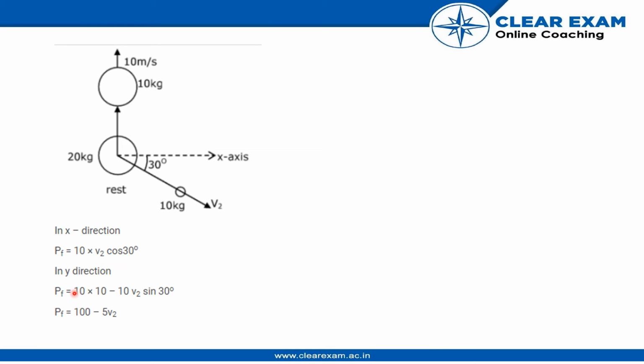In the y direction, the momentum is 10 into 10 for this ball, and the y component of the ball at an arbitrary angle is 10 v2 sine theta, which becomes 100 minus 5 v2. So here this is the momentum in the y direction, this is the momentum in the x direction. We need to find v2.